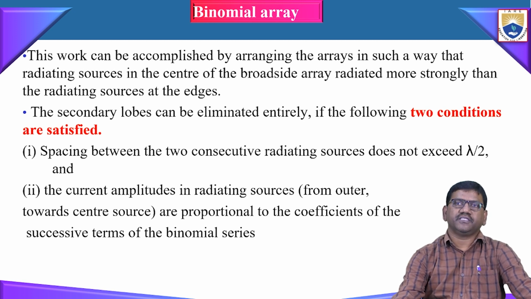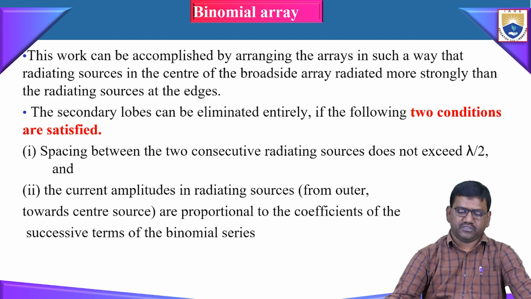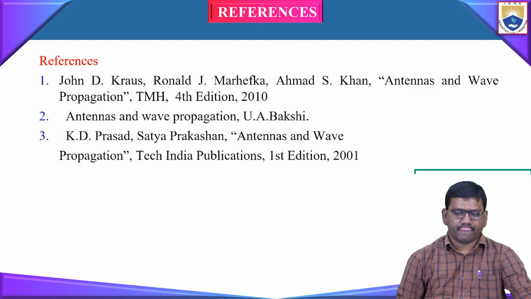One is that the spacing between two consecutive radiating sources does not exceed lambda by 2. Whatever elements we take, either 2 elements or 4 elements, the spacing between the elements must not be greater than lambda by 2. The second condition is that the current amplitudes in the radiating sources are proportional to the coefficients of successive terms of the binomial series. So the input current given to those elements must be proportional to the coefficients of the successive terms of the binomial series.